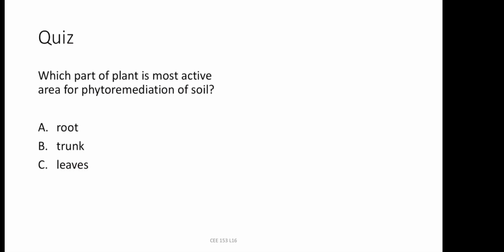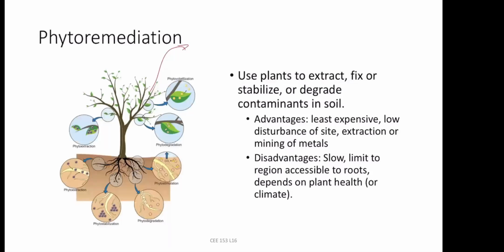44 answered, so share the results. Okay, 93% says this one, 1%, 2% here, 5% here. So the answer is root. The reason is the first thing for any of these systems to work is that the contaminants have to be taken up by roots or destroyed at the roots. So that's the most active area. Once that is workable, everything else comes into play. Your leaves will not get it by themselves. It has to go through the root. So the driver is the root.